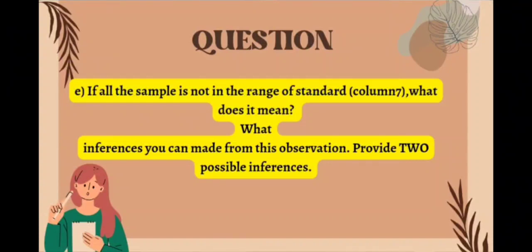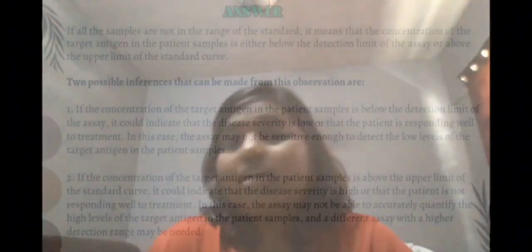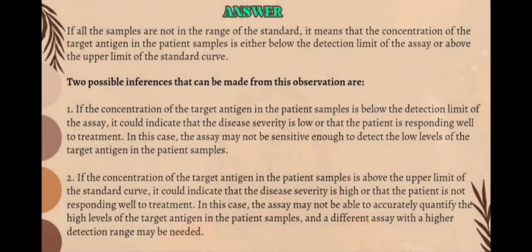So what I found out is if all the samples are not in the range of the standard, it could be that the target antigen in the patient samples is either below the detection limit of the assay or above the upper limit of the standard curve. So there are two possible inferences that can be made from these observations. The first inference will be the concentrations below the detection limit.